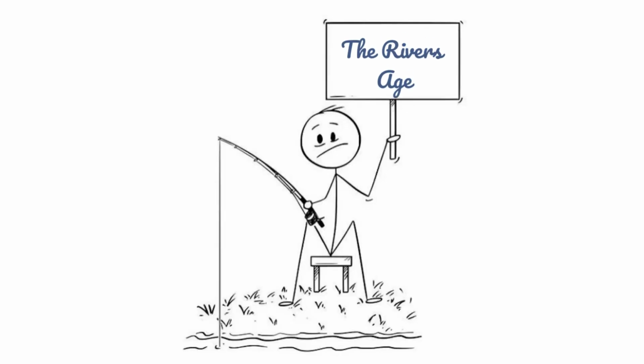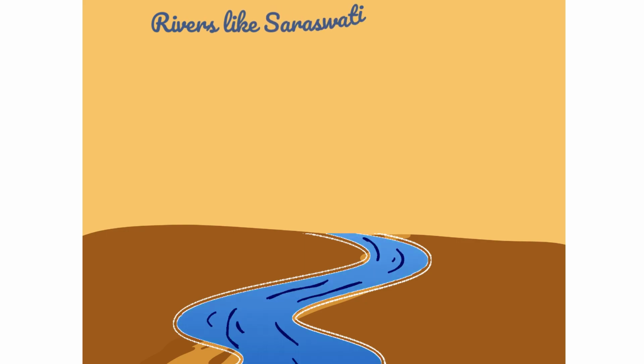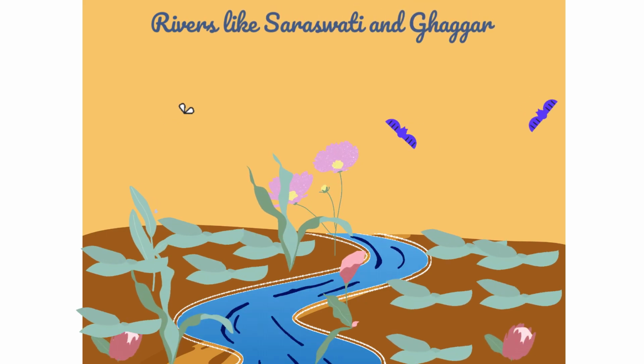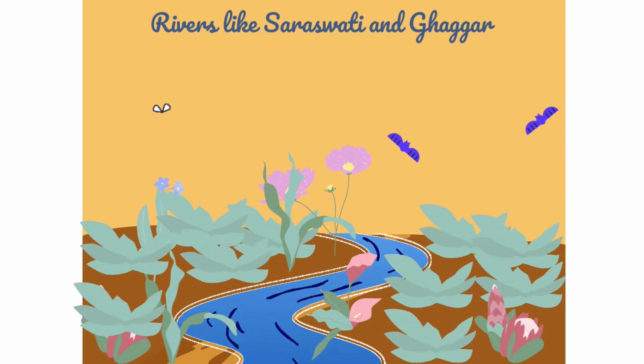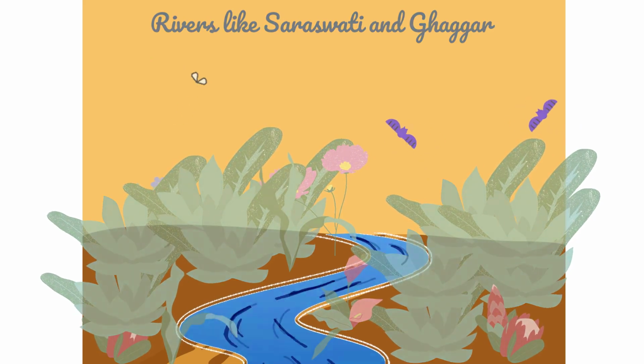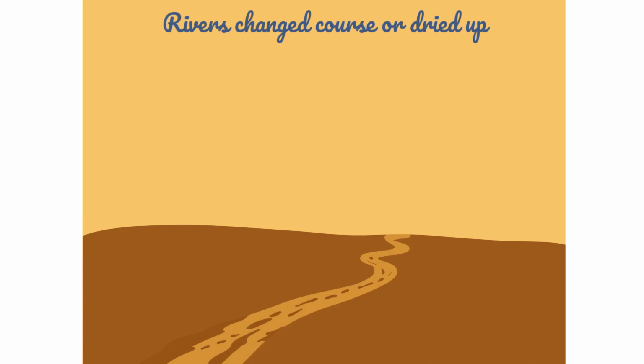The River's Age. After the sea vanished, rivers like Saraswati and Ghaggar flowed through this land. They made the region green and full of life for some time. But later, due to tectonic shifts and climate changes, those rivers either changed their course or dried up completely.